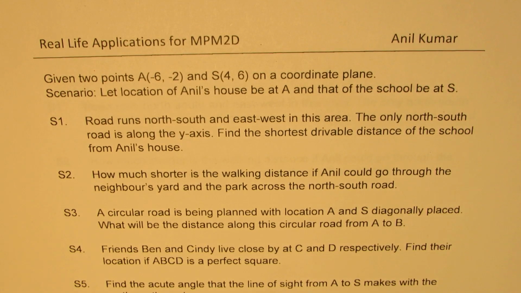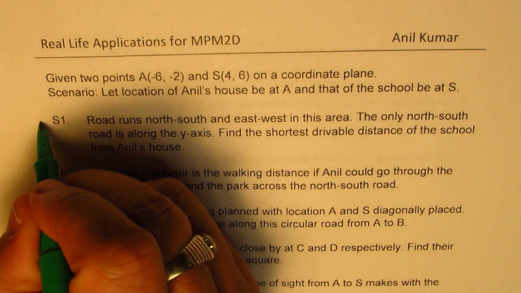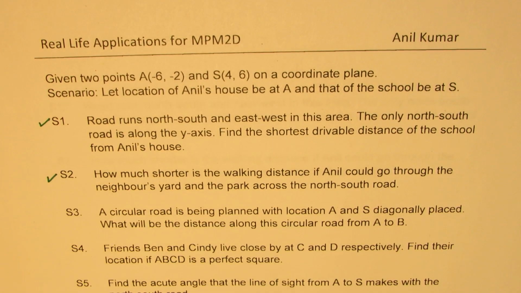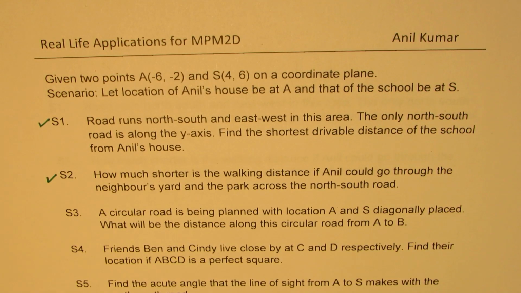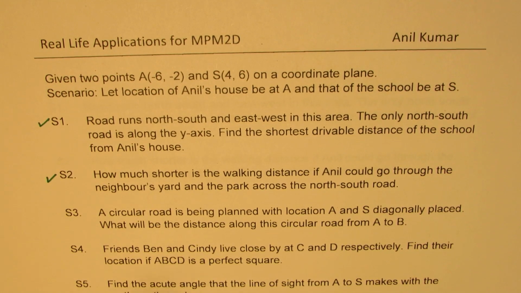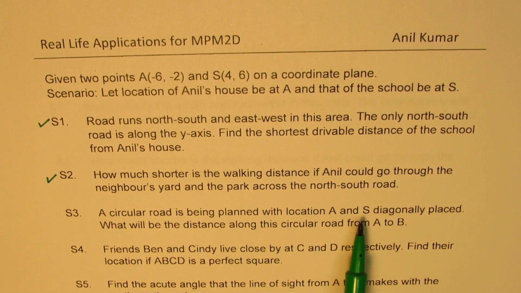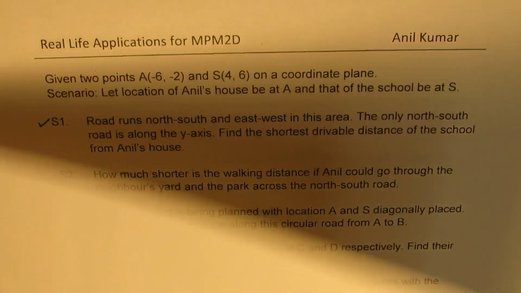Okay. So I hope you understand the first two. They are very, very clear and simple, right? So that could not be part of the assignment, but definitely these are stepping stones. Now, the third scenario is that a circular road is being planned with locations A and S diagonally placed. What will be the distance along the circular road from A to B? So that becomes the third question.